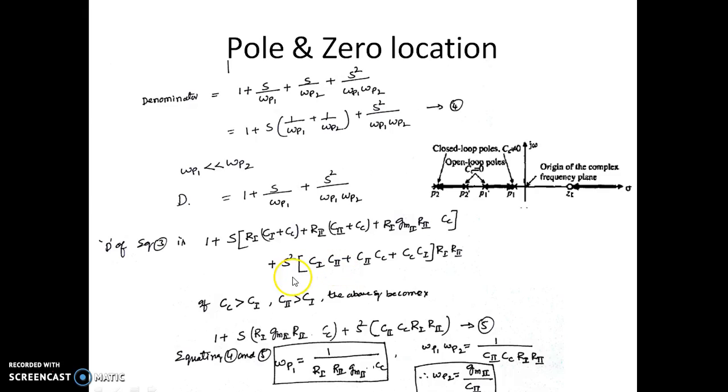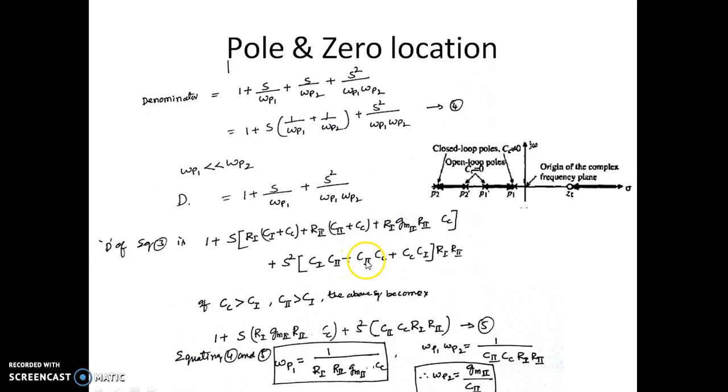Of course, since we know that CC is far greater than C1 and C2 is far greater than C1, among the coefficients of S square, we retain C2 and CC as the main contributors, because the other two terms, that is C1 into C2 and CC into C1, are contributing less, because CC is more than C1 and C2 is more than C1.